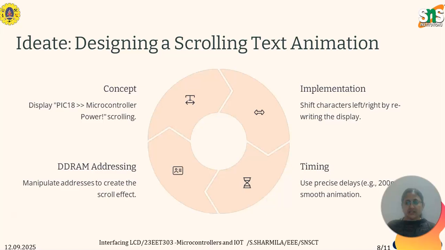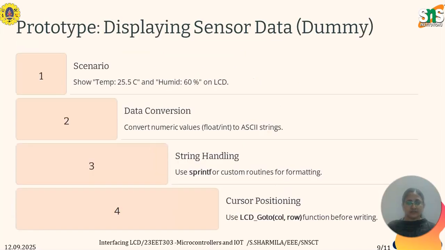The ideate phase, designing a scrolling text animation. The first one is the concept: display "PIC18 microcontroller" scrolling. Next is to shift characters left or right by rewriting the display. And then timing: use precise delays, for example 200 milliseconds, for smooth animation. And DDRAM addressing: manipulate addresses to create the scroll effect.